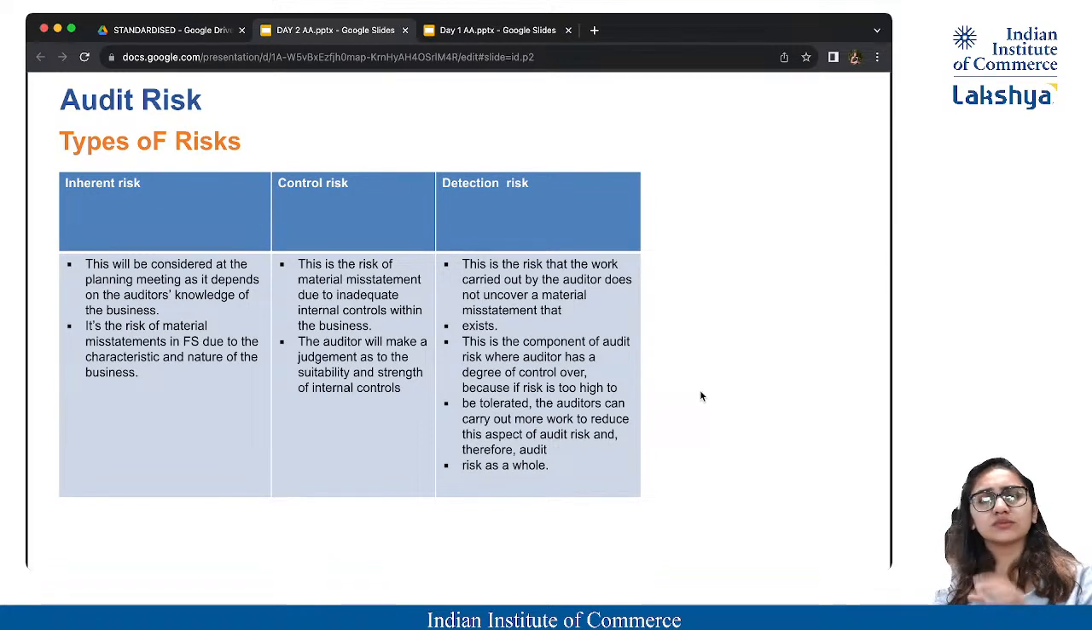I'll give you a very simple example of inherent risk. Sometimes diabetes or certain health conditions run in the family. So you inherently get it without you doing anything. For example, diabetes. A certain family has diabetes. So even if they eat sweet, don't eat sweet, doesn't matter, it's there already inherently in them, they cannot change it. Similarly, certain businesses are inherently risky.